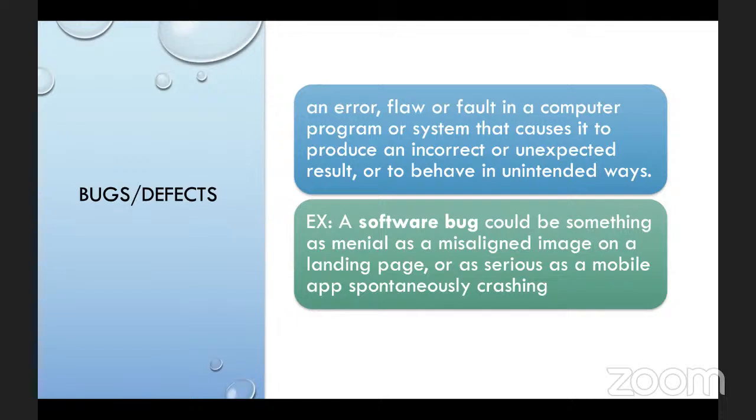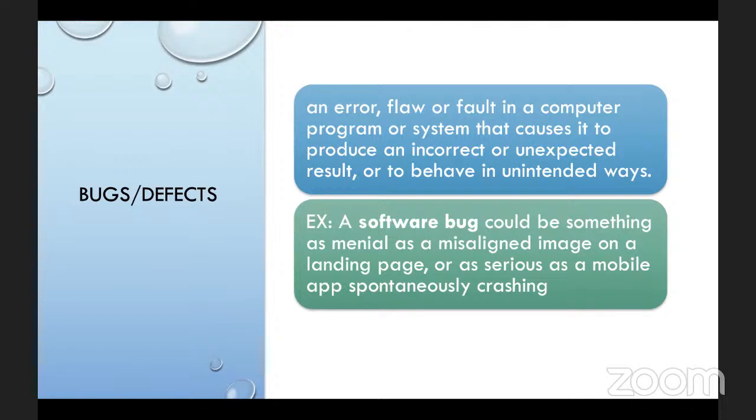A bug, a software bug, is an error, a flaw, or fault in a computer program or a system that causes it to produce an incorrect or unexpected result or to behave in unintended ways, right? That is what a bug is. I'm saying it one more time because I love the definition. A bug is an error, a flaw, a fault in a computer program or system that causes it to produce an incorrect or unexpected result and to behave in unintended ways. This is very simple and self-explanatory, because everything has been rehashed in here.